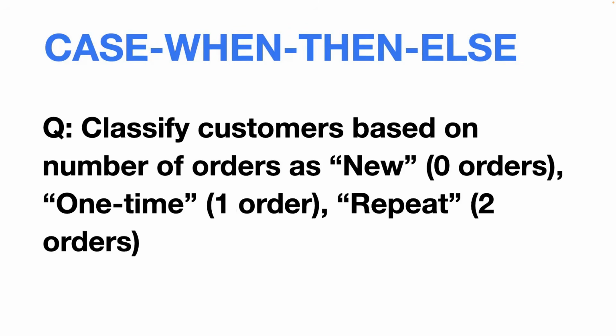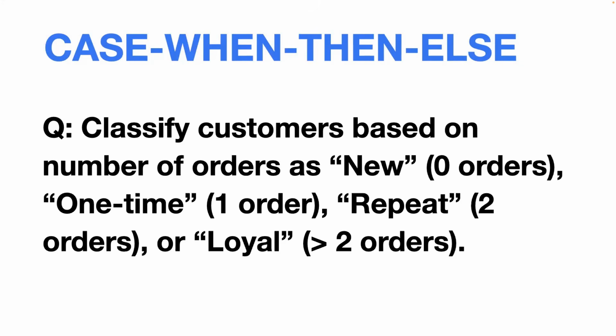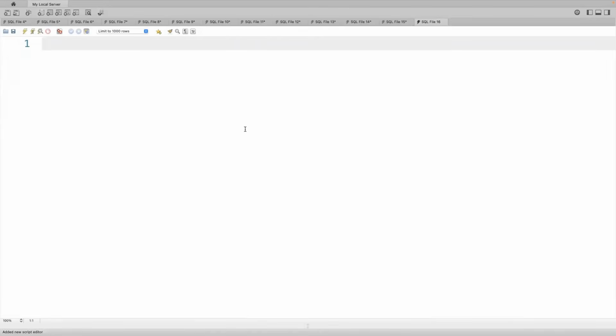Next, let's talk about the case clause, or the case when then else clause. This is used to create a new column in the result based on various conditions applied to an existing column or multiple existing columns. Now the best way to illustrate this is through an example. Classify customers based on the number of orders they've placed as new, which means they've placed 0 orders, one time, which means they have placed at least one order, repeat, which means they've placed 2 orders, and loyal if they've placed more than 2 orders. Okay, so let's try that out.